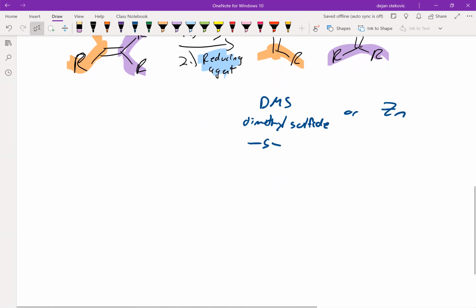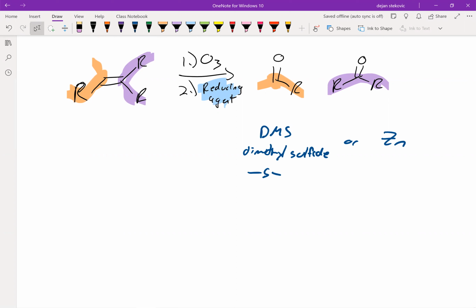And if you think about why they're acting as reducing agents, reducing agents will give up electrons and thus themselves become oxidized. So for example, dimethyl sulfide oxidizes with this little oxygen, and then of course zinc can become zinc 2+, and then it gives up 2 electrons that can be used to reduce this intermediate.